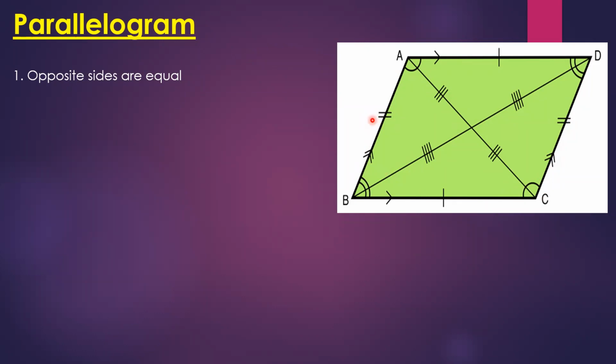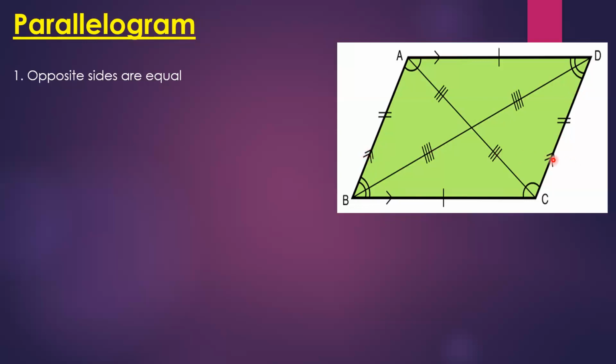Now, what on this image shows that BC is parallel to AD? The arrow. The single arrow, very good. What shows that BA is parallel to DC? The double arrow. Very good. The double arrow shows that it is parallel.